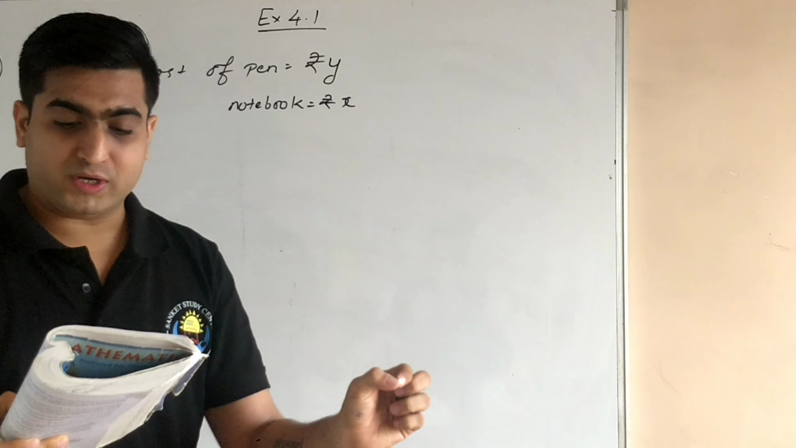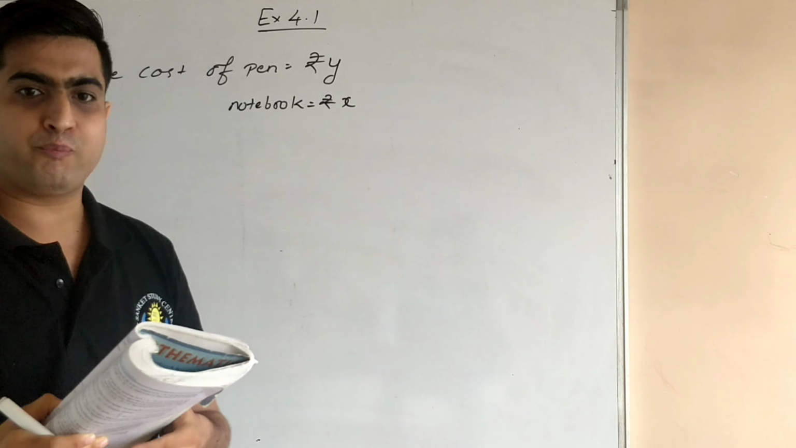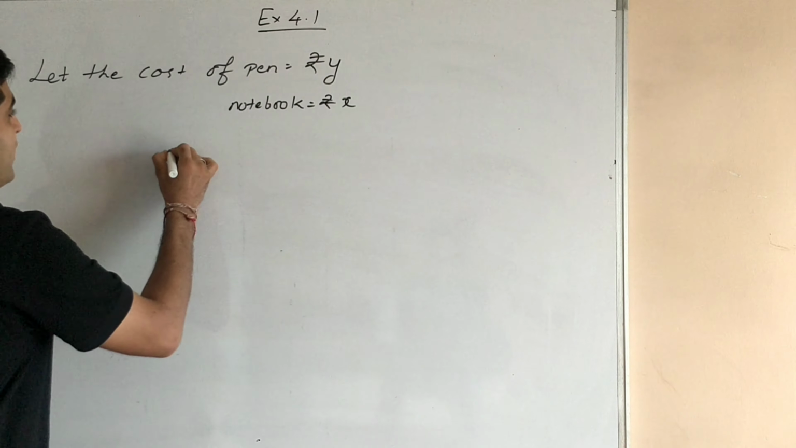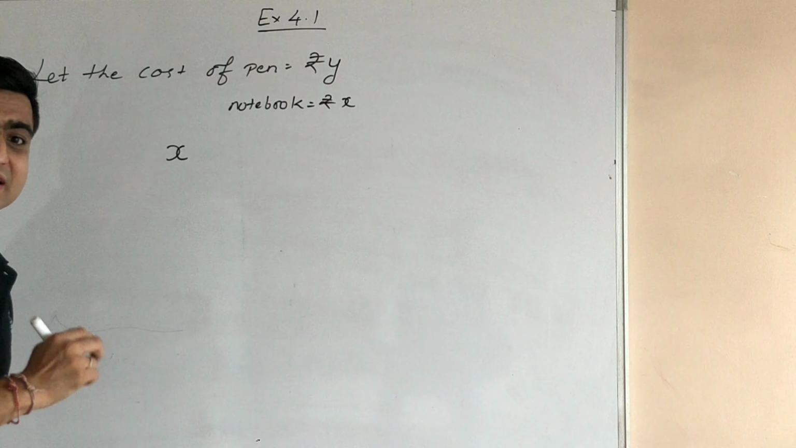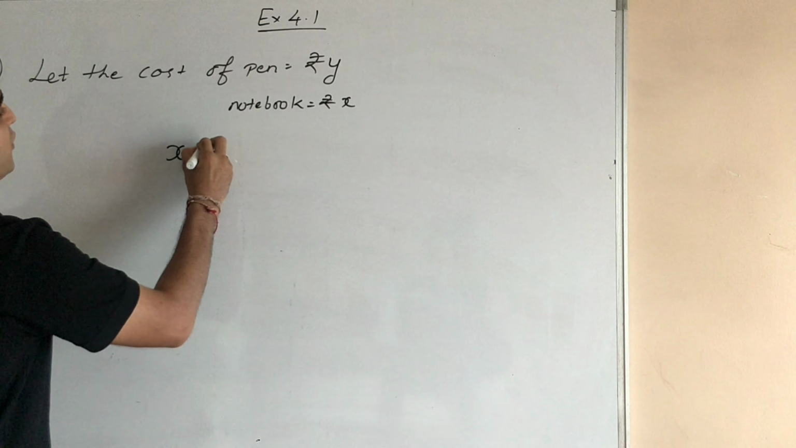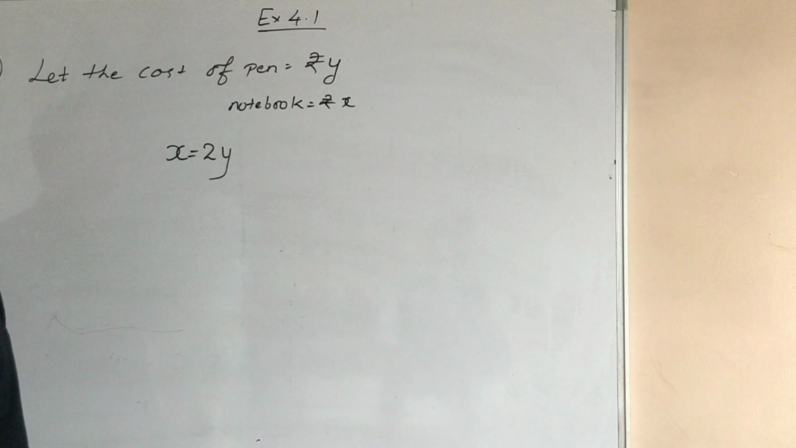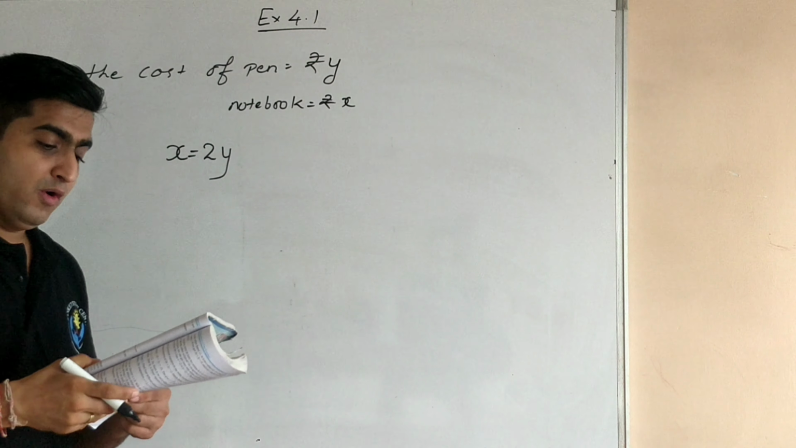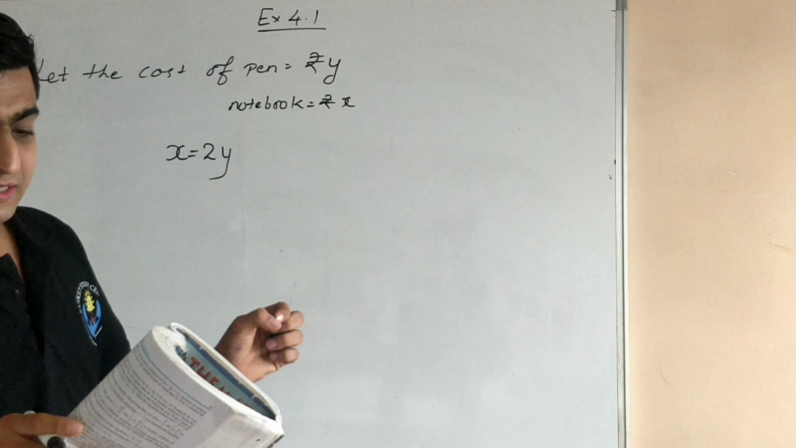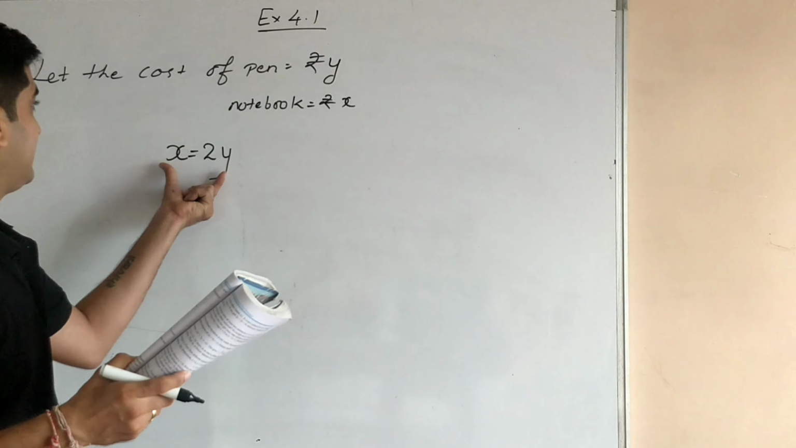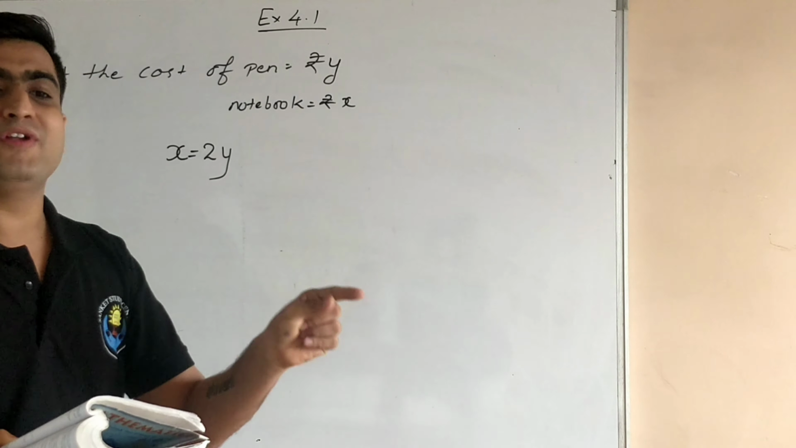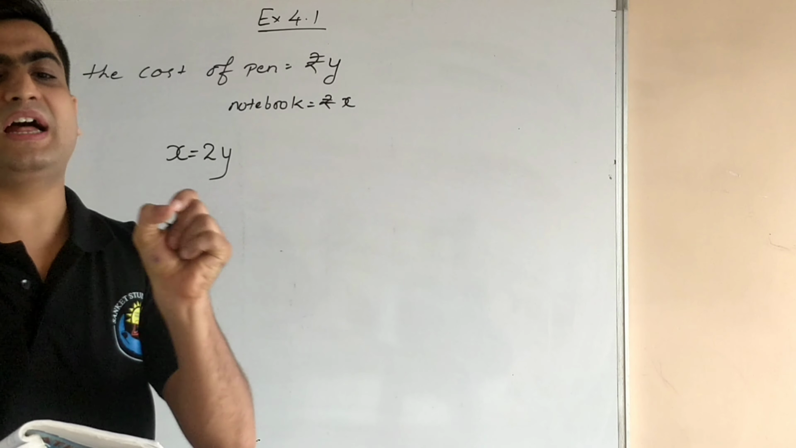Now according to the given situation, what is given? Cost of notebook is twice the cost of pen. So this becomes: cost of notebook is equal to twice the cost of pen, that is x is equal to 2y. Now, write a linear equation in two variables to represent this statement. So this is done, but we will write this in standard form.